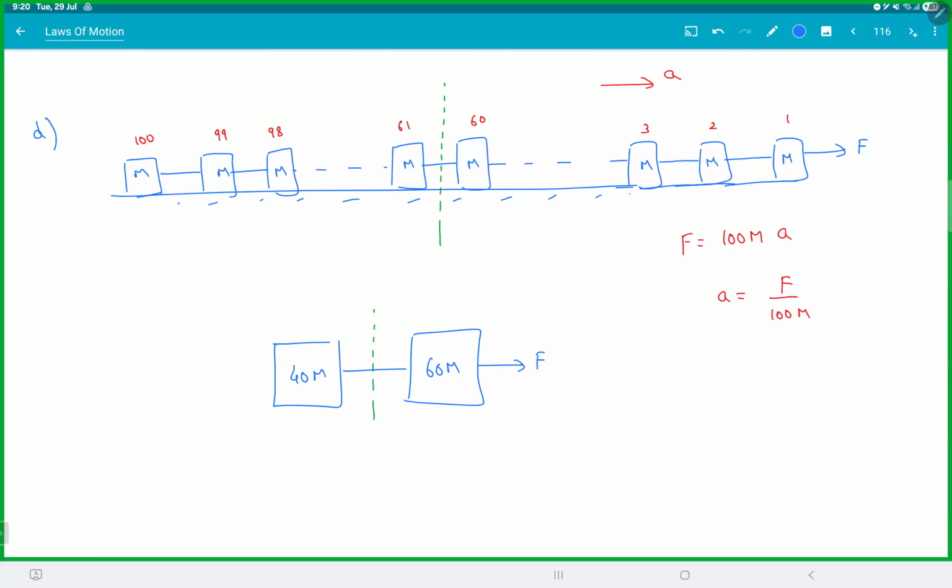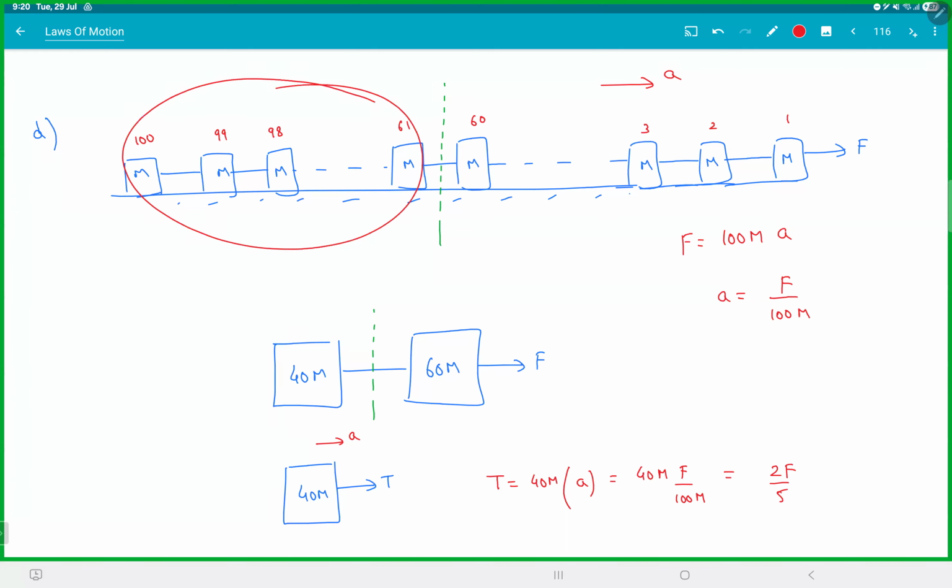So cut it there. You can take any one. I will take the 40m block. There's only one horizontal force, tension. And this is your acceleration. So we get T is equal to 40m into acceleration. That will be 40m into F by 100m. That would become 2F by 5. It's not 3, right? It's 2F by 5. Right over here. Check, Aditya. I think that was 2F by 5. This mass is only 40m.